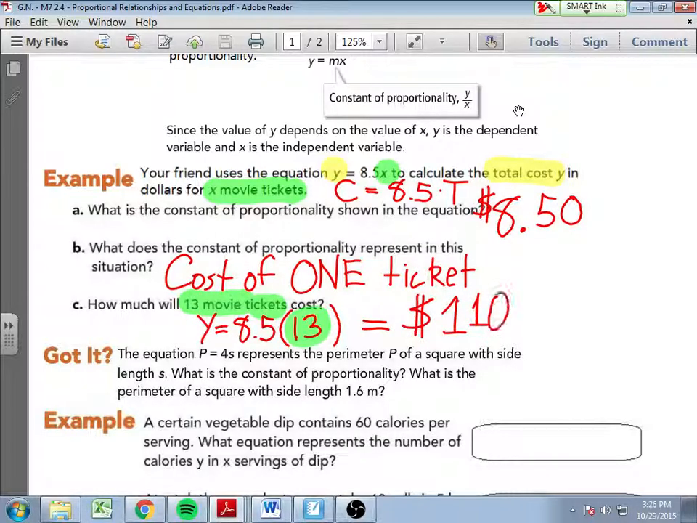$110.50. That's a lot of money. So when you guys want to go to the movies or go out to eat, or all those things that you probably want a lot of times, you've got to think about how much it costs as the group gets bigger.